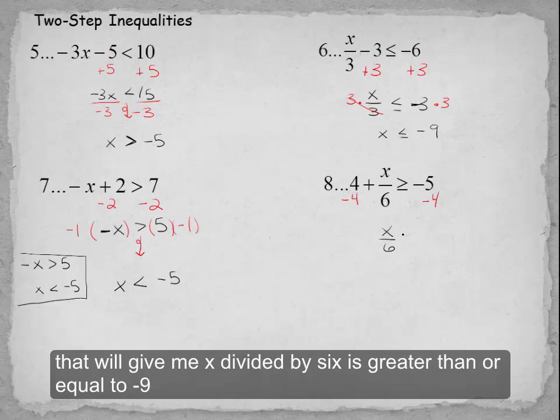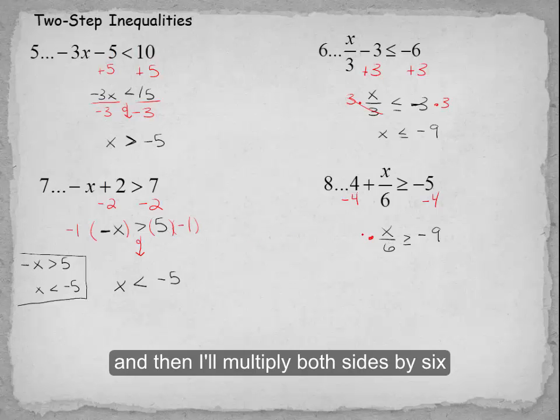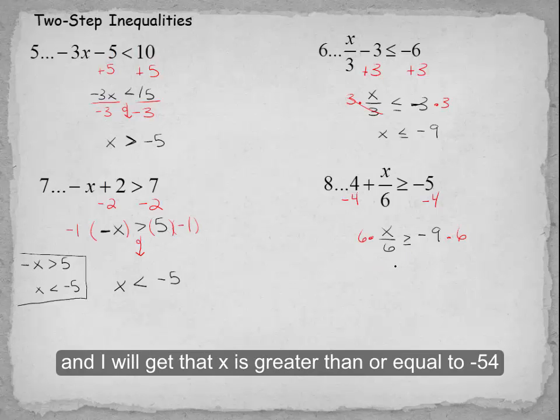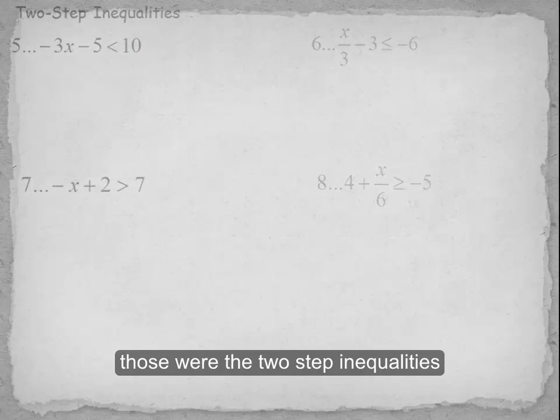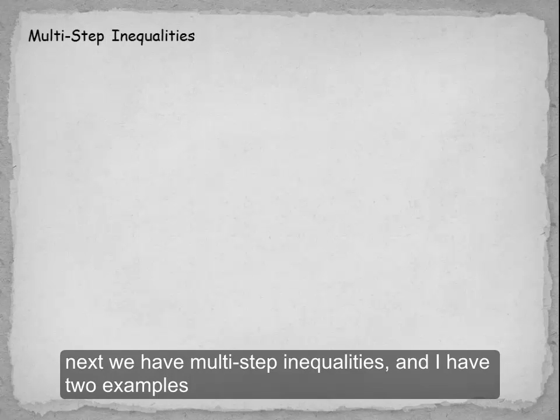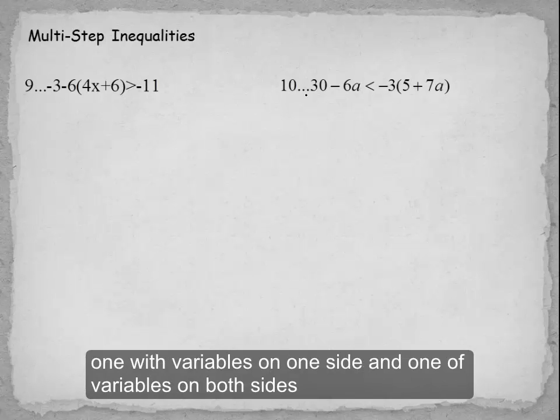That will give me x divided by 6 is greater than or equal to negative 9. And then I'll multiply both sides by 6. And I will get that x is greater than or equal to negative 54. So those were the two-step inequalities. Next we have multi-step inequalities. And I have two examples, one with variables on one side and one with variables on both sides.